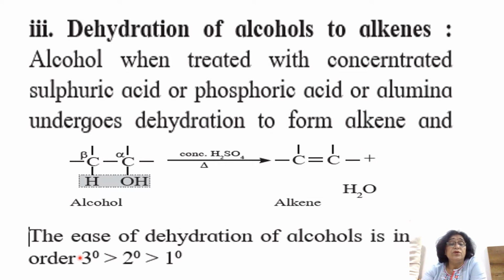Okay. So ease of dehydration of alcohol is 3 degree, then 2 degree, then 1 degree. That means the most reactive alcohol towards this reaction is the 3 degree alcohol, then the 2 degree alcohol, and finally the 1 degree alcohol. This dehydration takes place in the presence of concentrated sulfuric acid, phosphoric acid, or alumina.